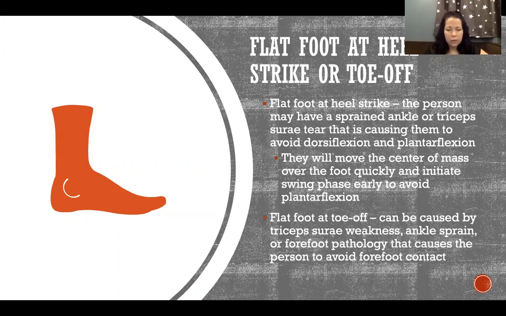triceps surae weakness because we can't produce enough force to push into plantar flexion and push off at toe off. Could be ankle sprain or forefoot pathology like bone spurs, or a fracture in the metatarsals, or an intermetatarsal neuroma. Things like that could happen in the forefoot that could prevent the person from wanting to put too much force through that forefoot. So they'd be avoiding forefoot contact.